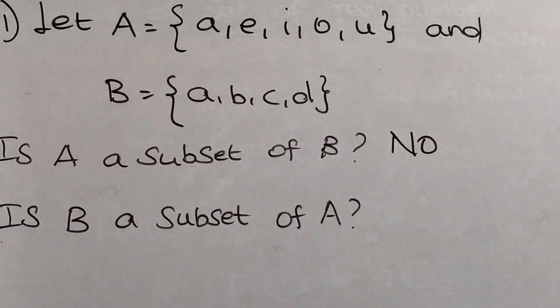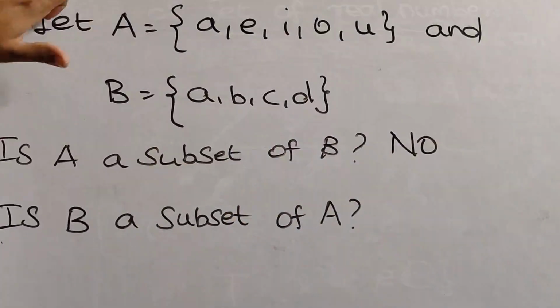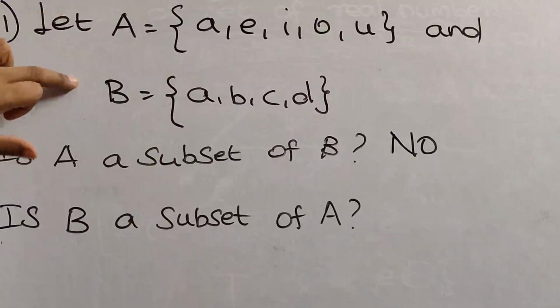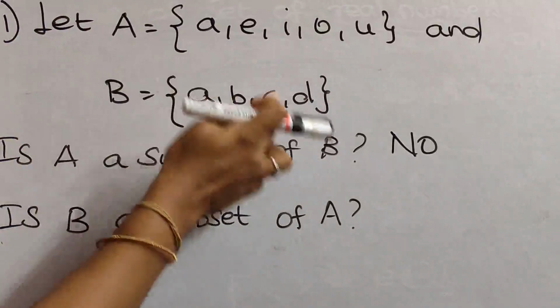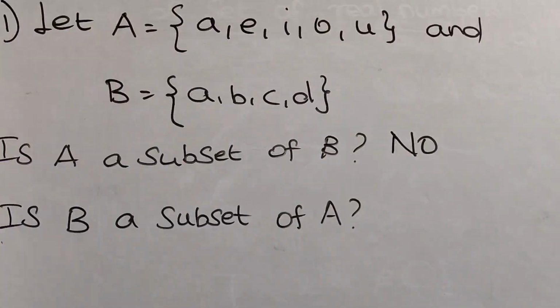Now we'll move on to the second question. Is B a subset of A? Again the same definition, right? All the elements of B should be there in A. Again only a is there. b, c, d are not there in A. Therefore, B is also not a subset of A.